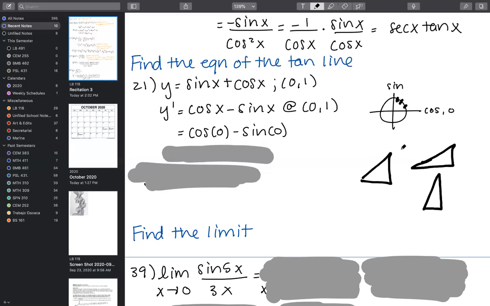But then pi over 4 is a 45, so this is a 30, 60, 90 triangle. Both of these are 30, 60, 90 triangles. So all of their values are going to be different. But this is a special right triangle that is a 45, 45, 90. And so square root 2 is going to be the length of the legs in both cases.